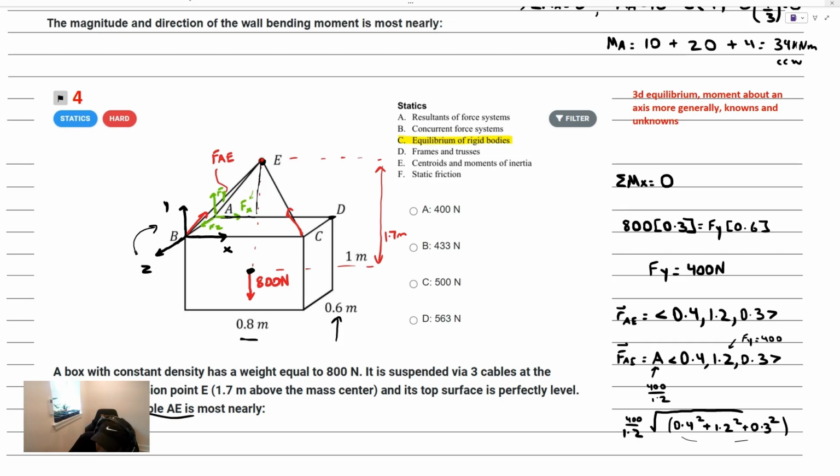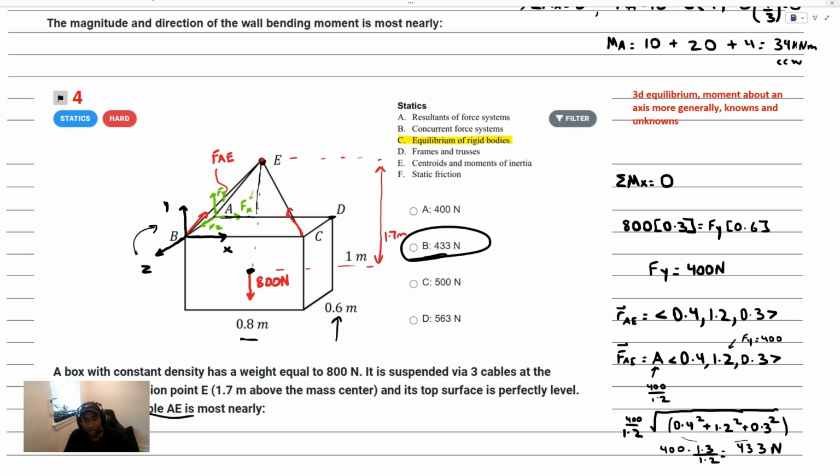And then 0.5 and 1.2, it's like a 5, 12, 13 right triangle. You can go ahead and do the arithmetic here, or you can use the idea of Pythagorean triples to get that it's going to be the square root of 1.3 squared, which is just 1.3, divided by 1.2. So it's going to be a little bit more than 400. 400 times 1.3 over 1.2 gives me 433 newtons. And that looks like choice B here, which is the correct answer.